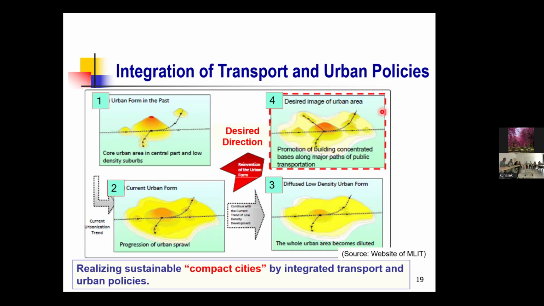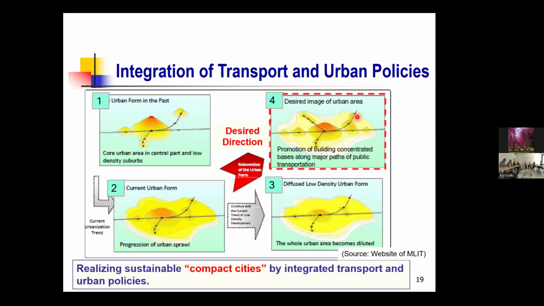In order to realize the status of number 4, people should live around stations and bus stops. And essential urban facilities such as schools, hospitals, city hall, offices should locate close to the station and bus stops. In order to avoid number 3 and in order to realize number 4, transport planning and urban planning must be closely integrated.